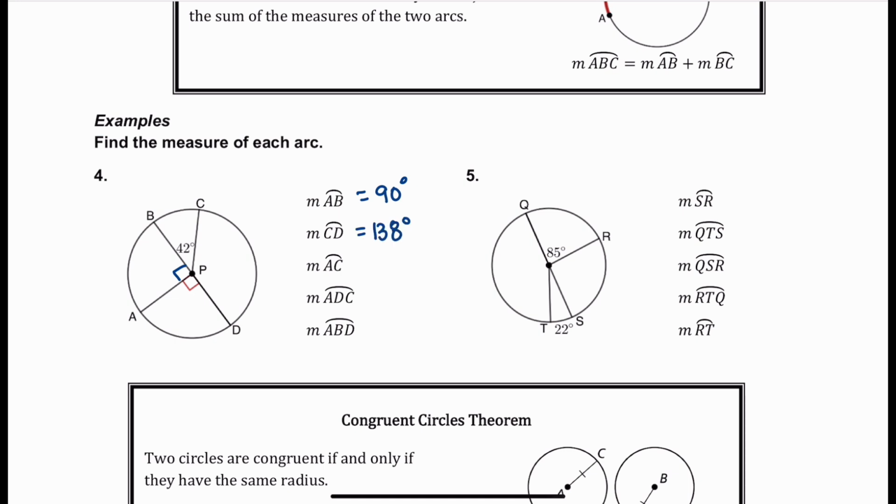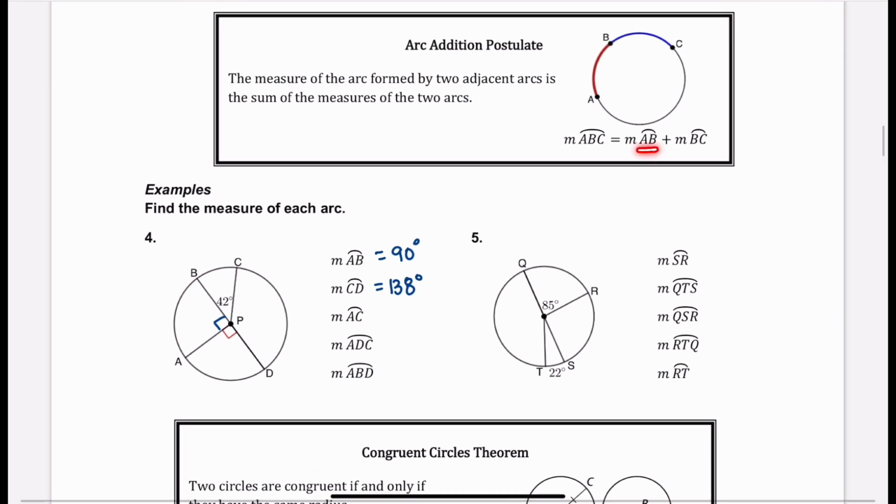That will be 138 degrees. Now, if I'm trying to find from A to C, I can use this arc addition postulate. I know this is 90 degrees and this is 42 degrees. So if I add those two arcs together, it will be 132 degrees.